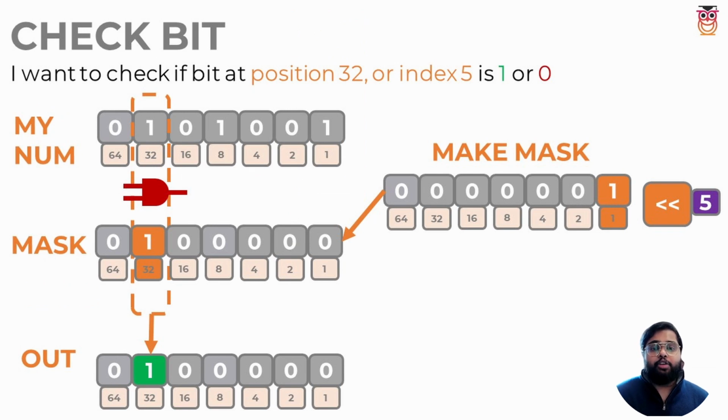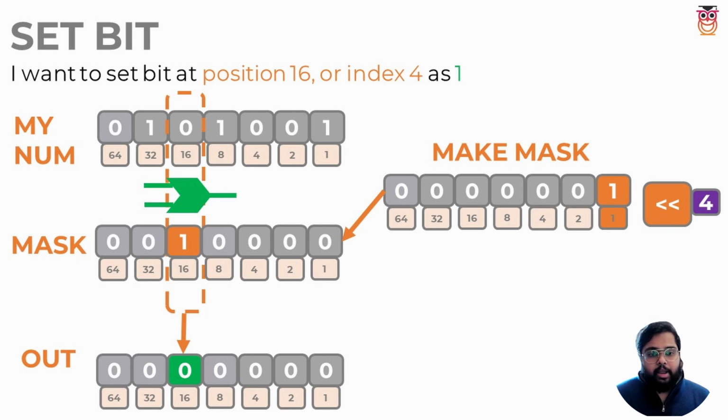To check a bit, we usually shift and then apply the mask as an AND operator. So remember, AND will only give you a 1 if both the bits are 1. Otherwise, it's going to be a 0. To find the bit at the 5th position, I'm going to left shift 5 times, and then I'm going to AND it with a 1 and see what I get.